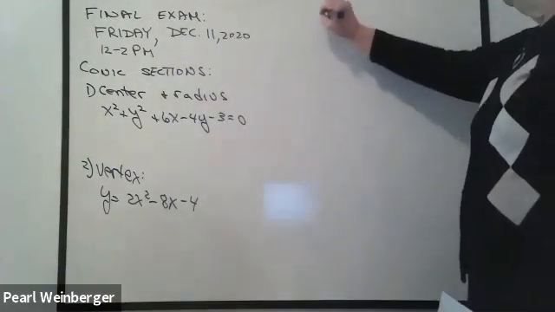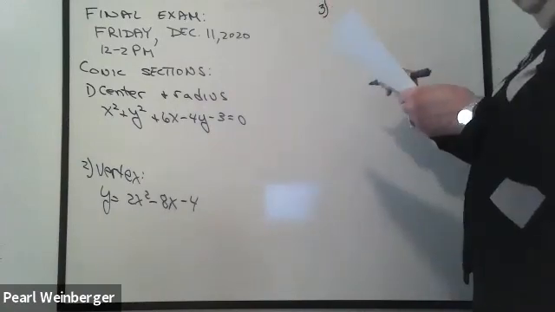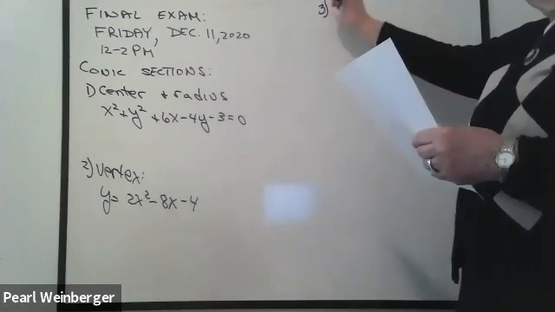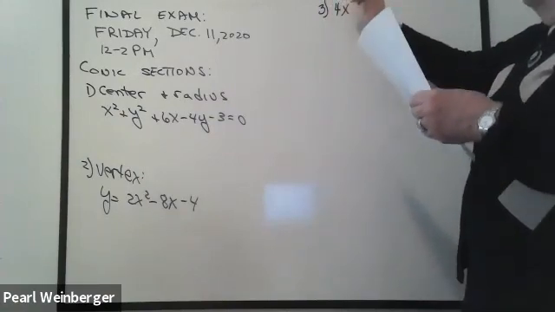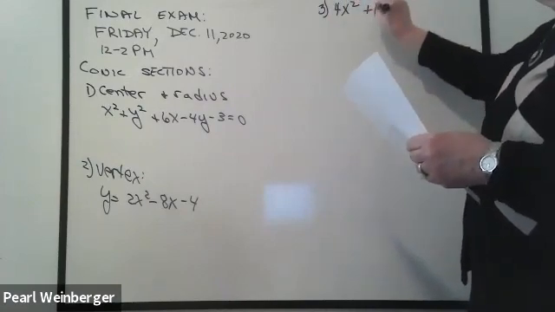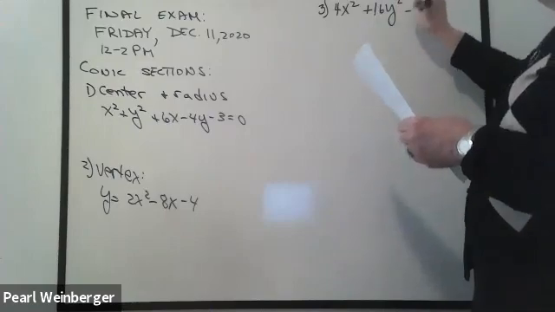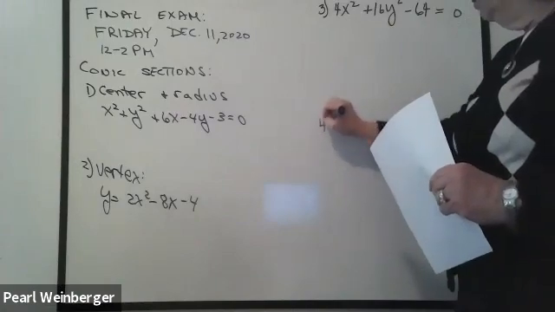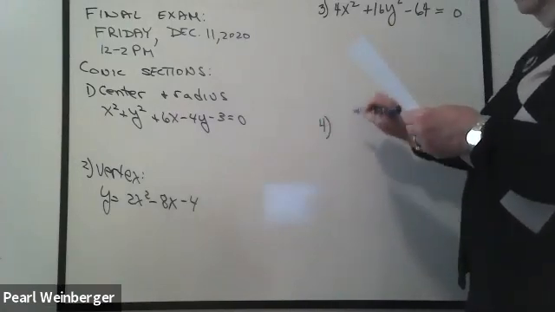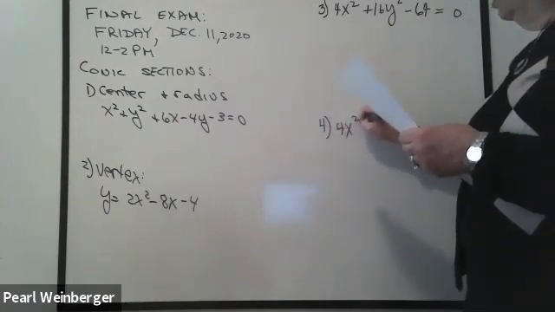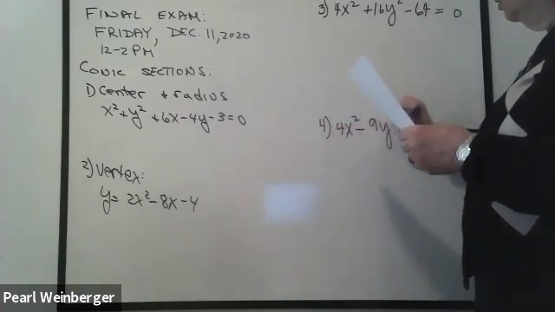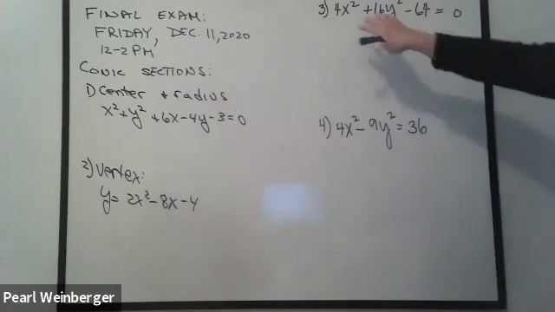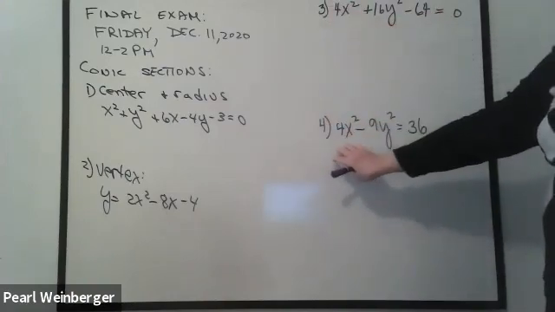Okay, question number 3 is to do a sketch of each one of these. So we're sketching 4x squared plus 16y squared minus 64 equals 0. That's number 3. And number 4, we're also doing a sketch of 4x squared minus 9y squared equals 36. And before we go any further, let's just talk about what kind of shape this would be and what kind of shape this would be.